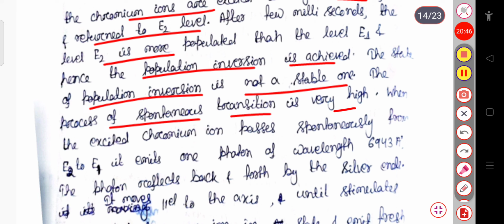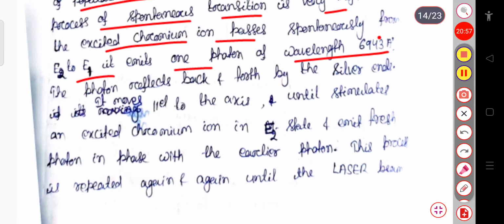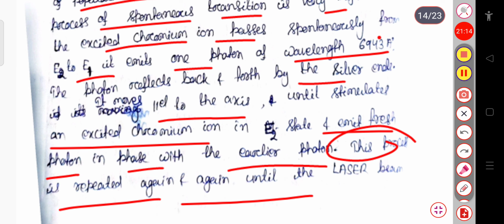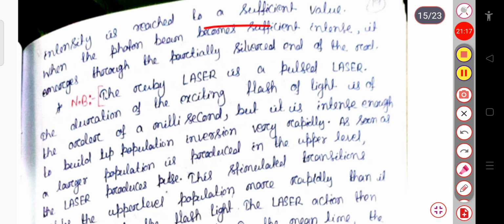When the excited chromium ions pass spontaneously from the E2 state to the E1 state, each emits one photon of wavelength 6943 angstrom, and the photon reflects back and forth by the silvered ends and moves parallel to the axis until it stimulates an excited chromium ion in the E2 state, which emits a fresh photon in phase with the earlier photon. This process is repeated again and again until the laser beam intensity reaches a sufficient value. When the photon beam becomes sufficiently intense, it emerges through the partially silvered end of the rod. So this is the basic working and construction of the ruby laser.